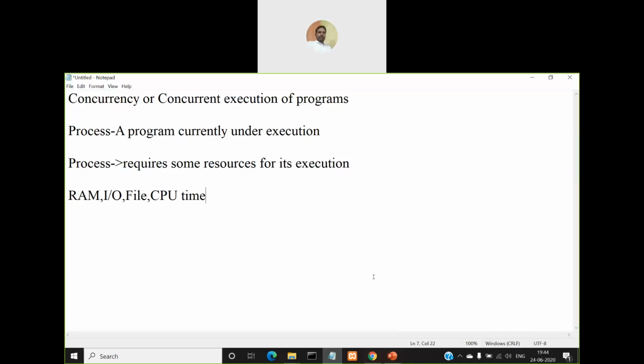My audio device is also working. My microphone is also working to receive the sound and send it to you. So how all these things are happening simultaneously means these are not actually happening simultaneously, but they are happening because of the concept called concurrency.